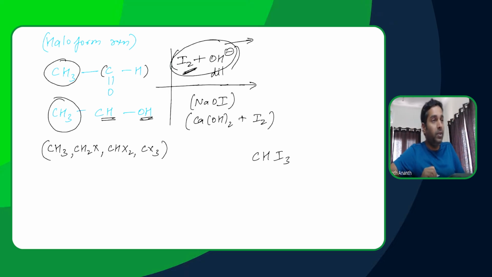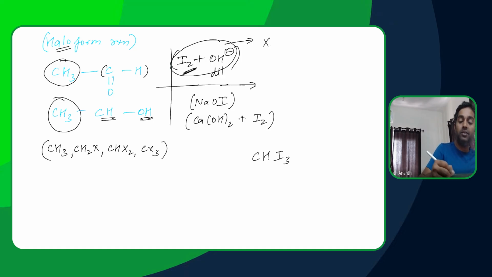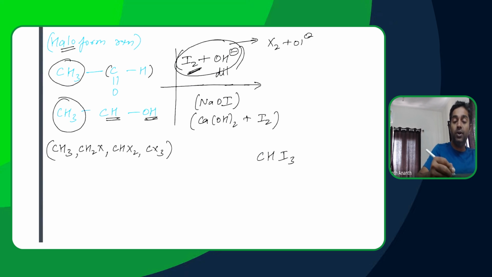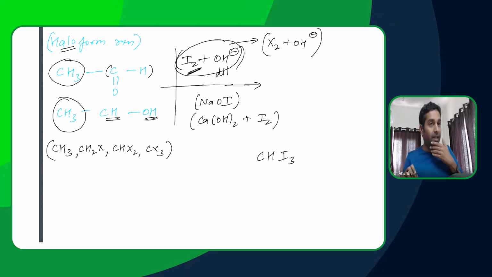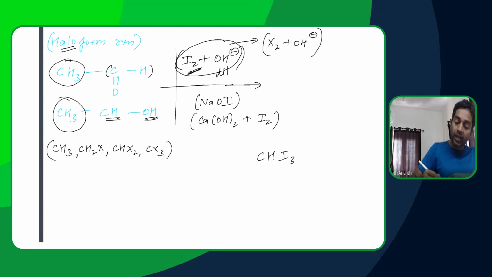Okay. Now, this is going to be the case if it's going to be the iodoform reaction. If it is haloform, you'll have X2 and OH minus, or different ways in which X2 and OH minus can be given. And in the case of X2, you will be getting CHX3.